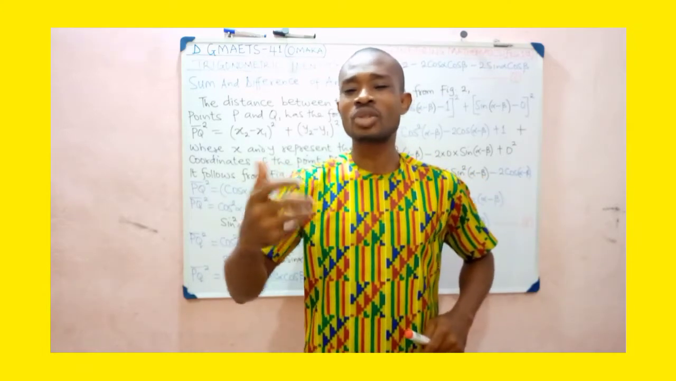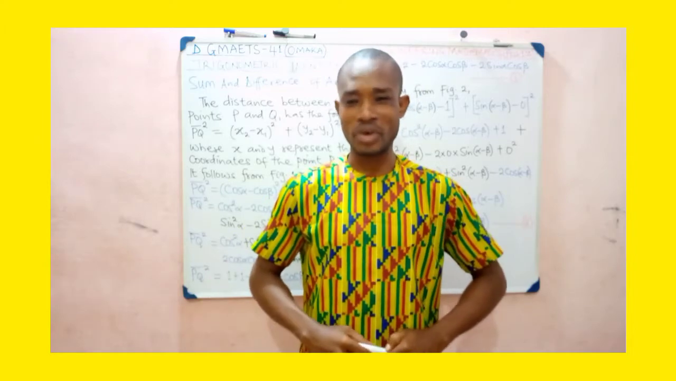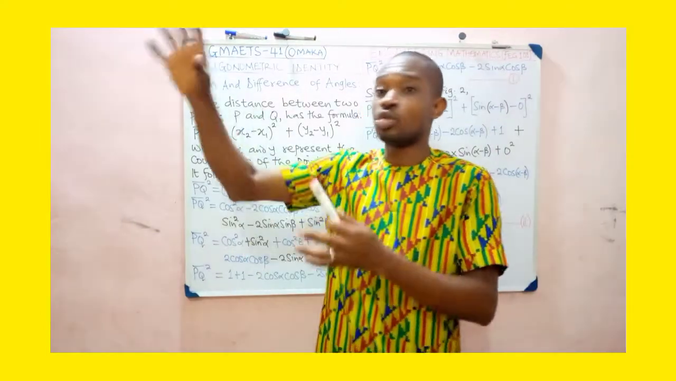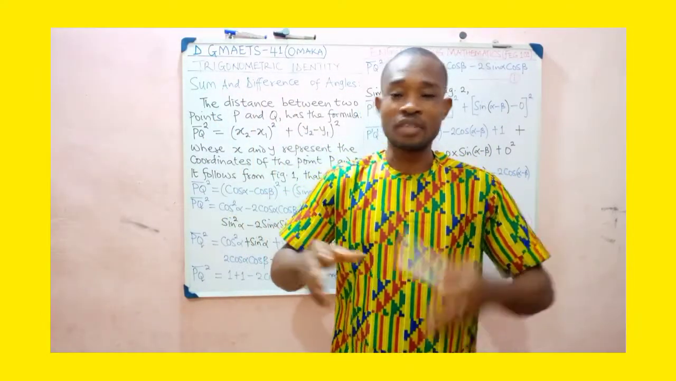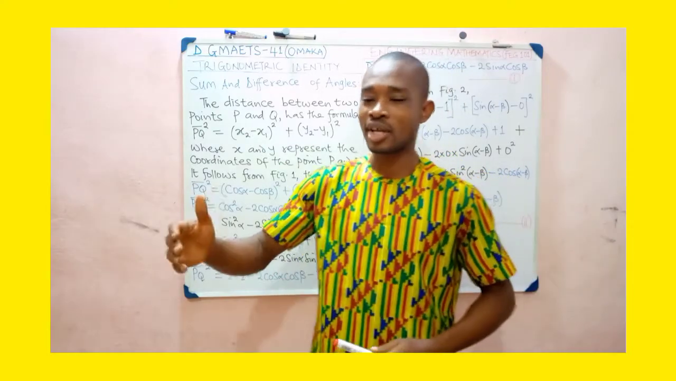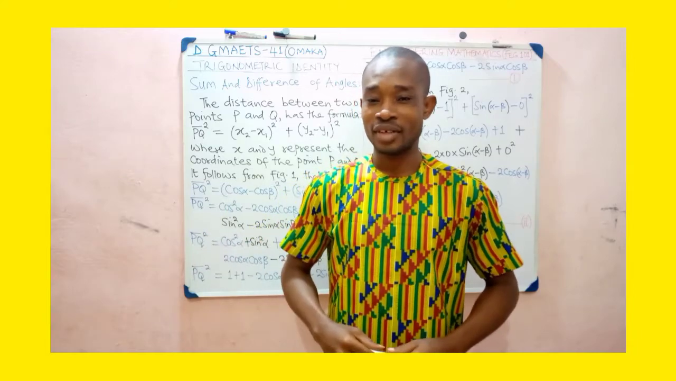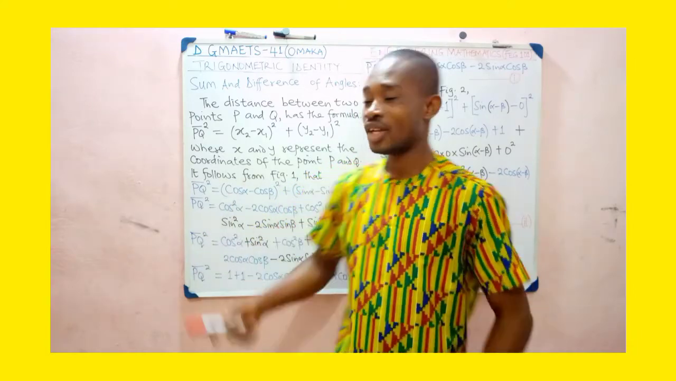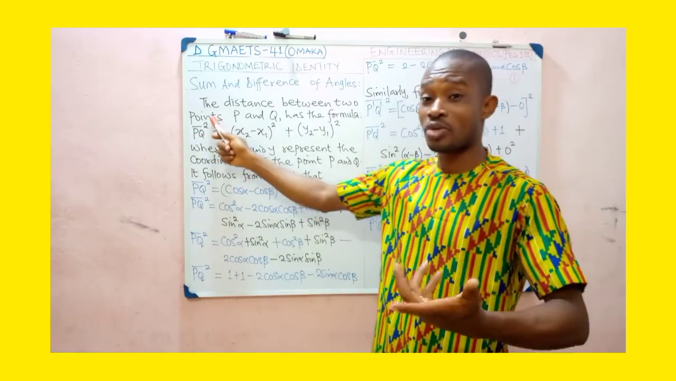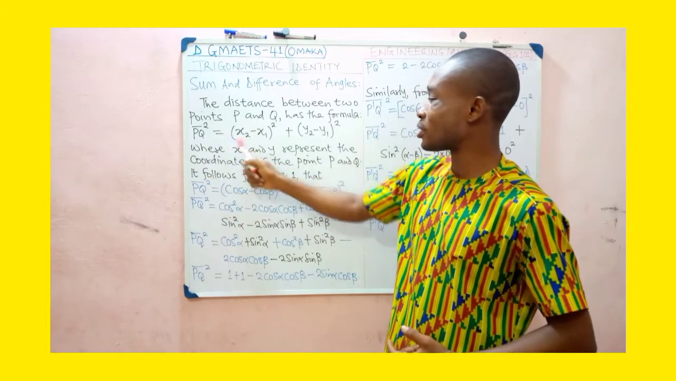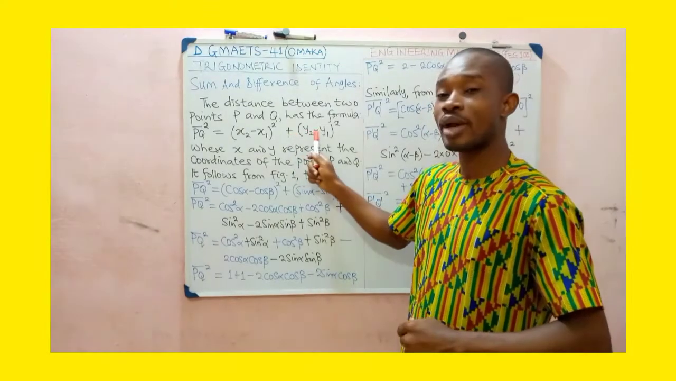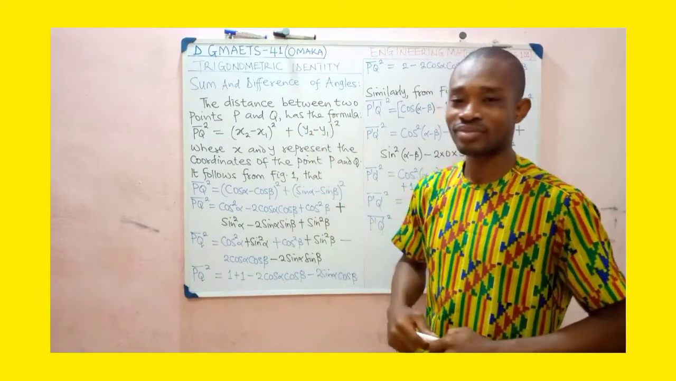But what is actually the distance between 2 points formula in coordinate geometry? We have the formula on the board. Just imagine you are talking about 2 points of a line. One of them is P, the other is Q. P has the coordinate x1, y1. Q has the coordinate x2, y2. If you want to get the distance between the 2 points, the formula is given as PQ squared equals (x2 minus x1) all raised to power 2 plus (y2 minus y1) all raised to power 2.